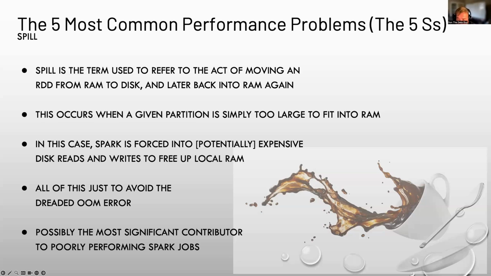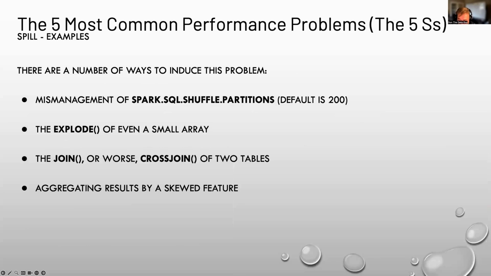So there's lots of ramifications to spill. Ideally, you want to avoid it. Here are some ways you can. You can adjust the size of your shuffle partitions. And that's one of the things you're going to see with our 5S's: there's really a symbiotic, interdependent relationship where one is dependent on the other and vice versa, and a change in one may improve or worsen another, and you're constantly balancing that. But here are some techniques to avoid it.